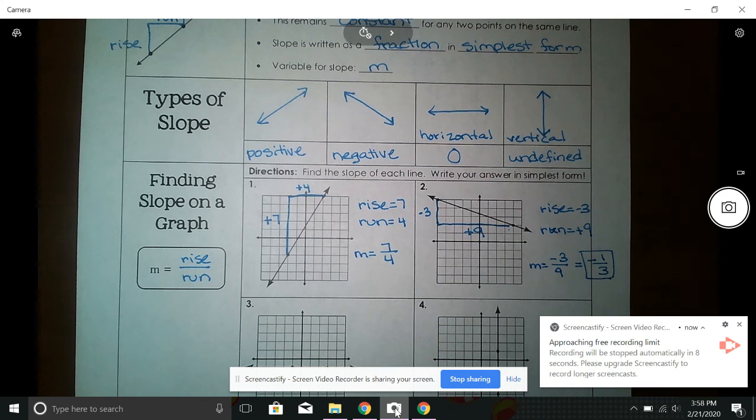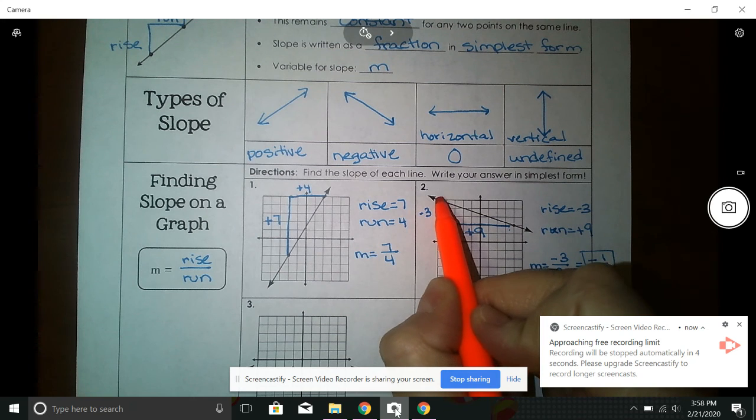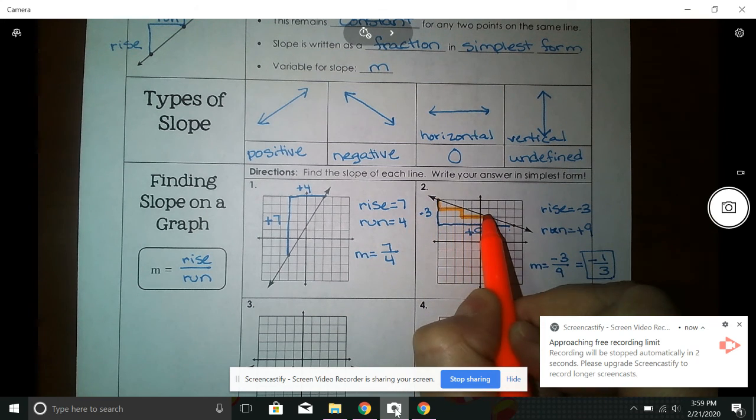Well, let's check out what a -1/3 slope looks like. Start back at the beginning. Down 1 over 3, down 1 over 3.